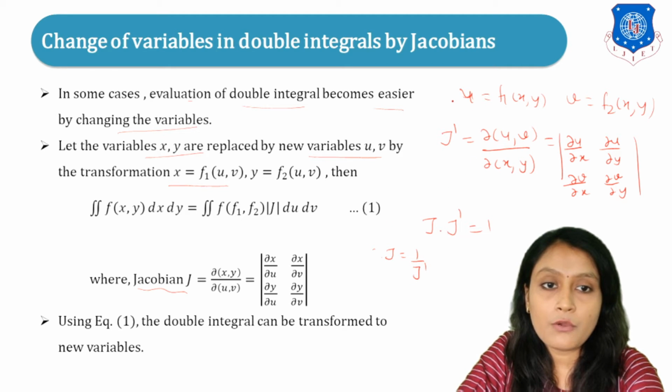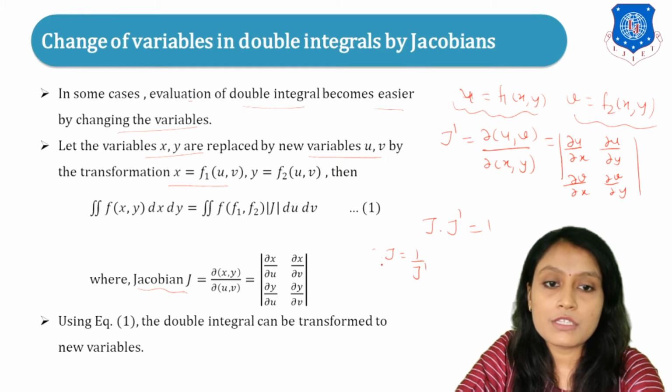So if in the question u is given as some function of xy and v is also given as some function of xy, then we will find this J dash, and from J dash we will find J by substituting J equals 1 upon J dash, and we will substitute in this formula to evaluate the integration. Okay, so let's begin with the example.